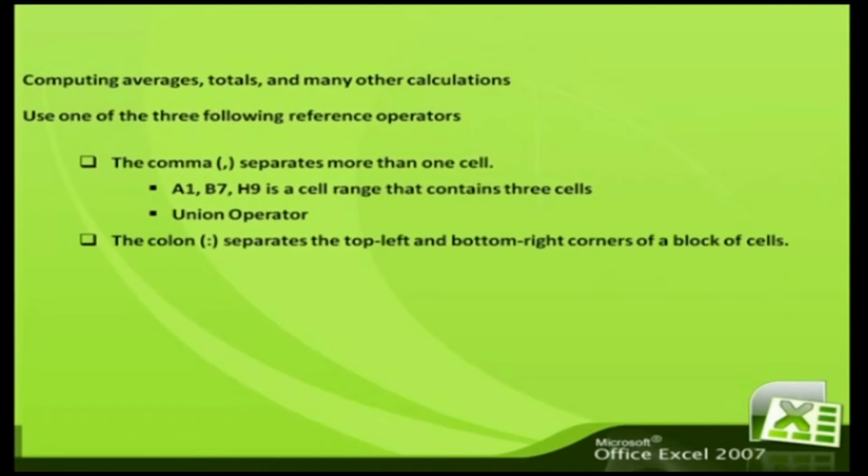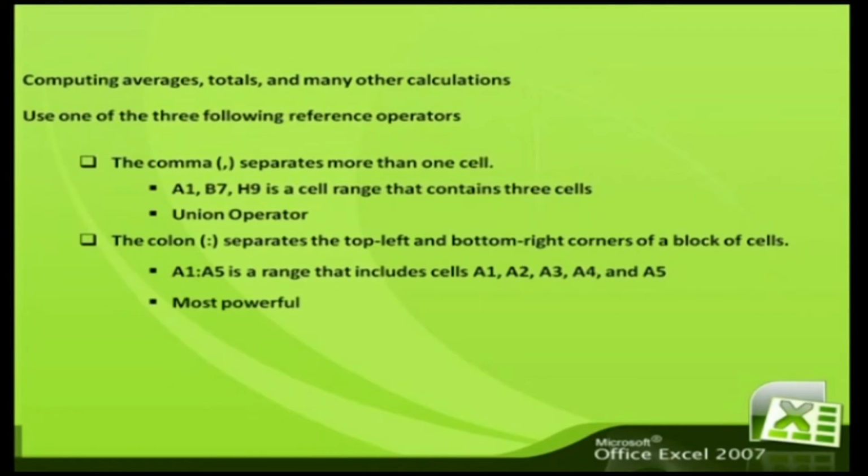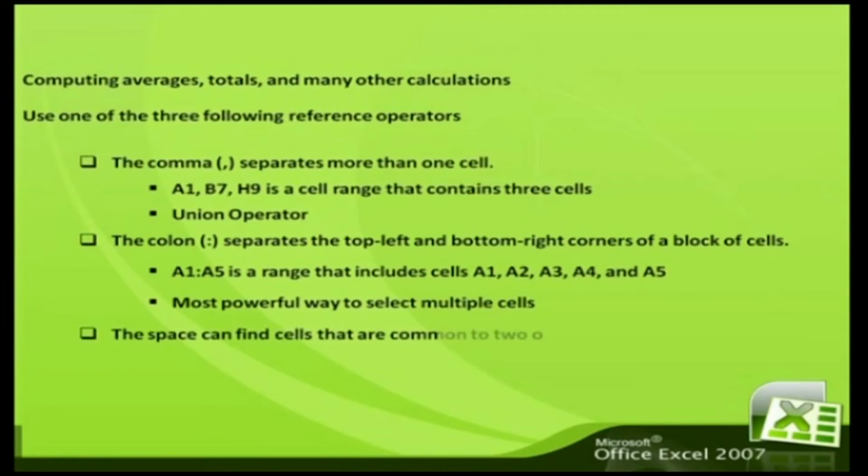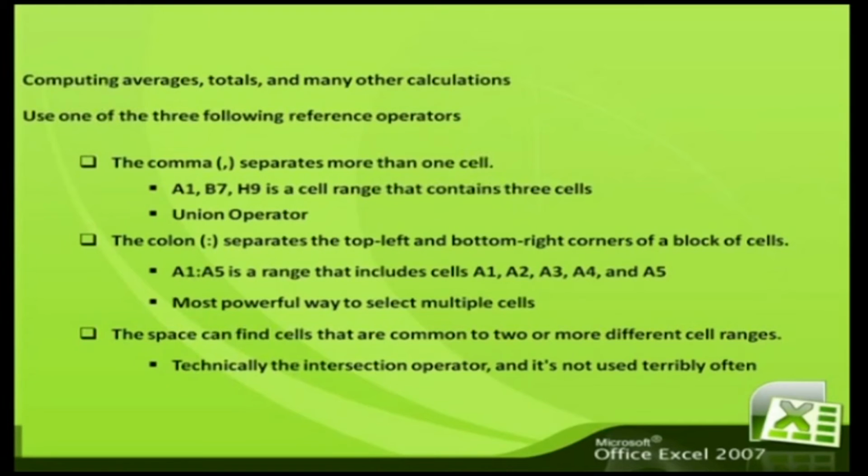The colon separates the top left and bottom right corners of a block of cells. For example, A1:A5 is a range that includes cells A1, A2, A3, A4, and A5. The colon is the range operator, by far the most powerful way to select multiple cells. The space can find cells that are common to two or more different cell ranges. The space is technically the intersection operator, and it is not used terribly often.